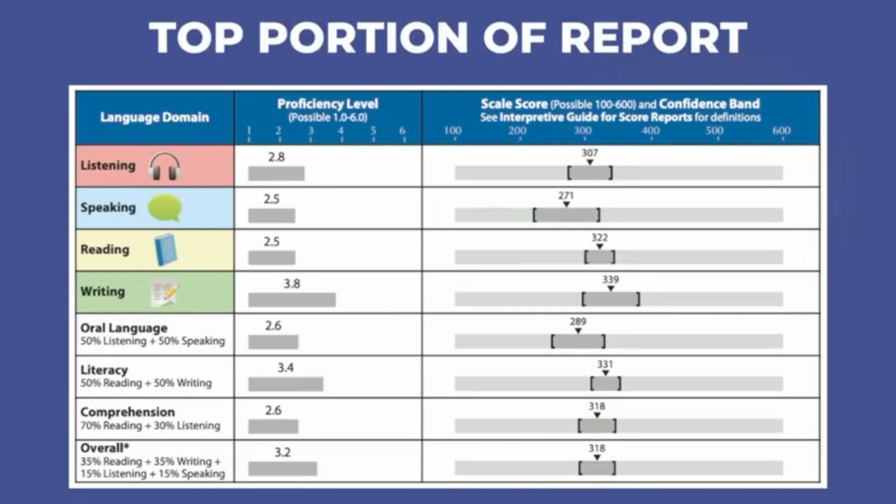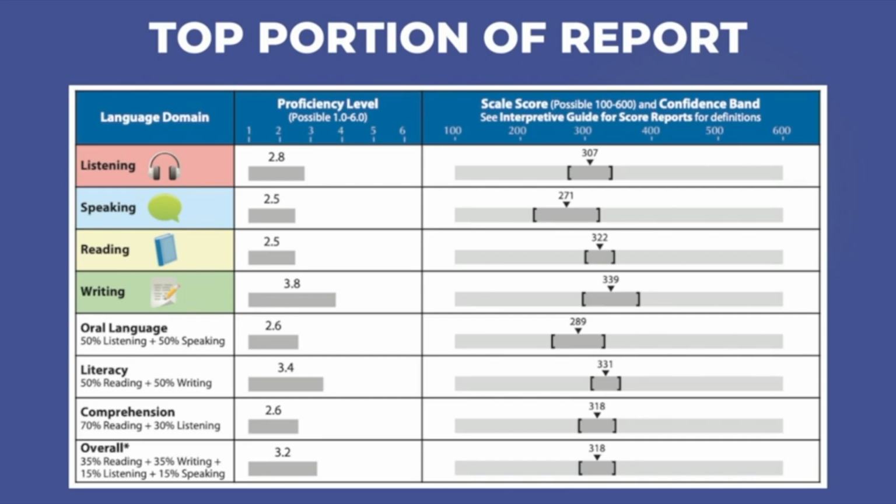This top portion of the report breaks down the 4 language domains and also adds oral language, literacy, and comprehension scores, which are a combination of domains. At the bottom of this section is the overall score. This is the portion that is used to determine if a student will qualify to transition out of English language services. Students need to reach a 4.8 or higher in the overall category to exit.